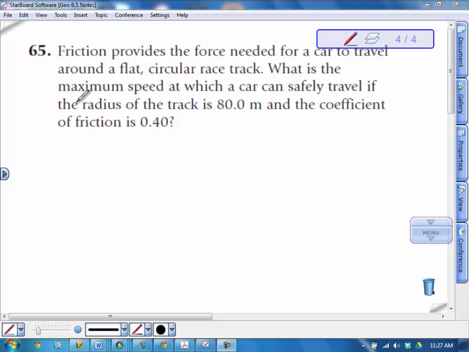Okay, these are some homework problems from Chapter 6. This is actually just Unit 4 homework in general. So we'll start with 65 off Chapter 6. It says friction provides the force needed for a car to travel on a flat circular track.